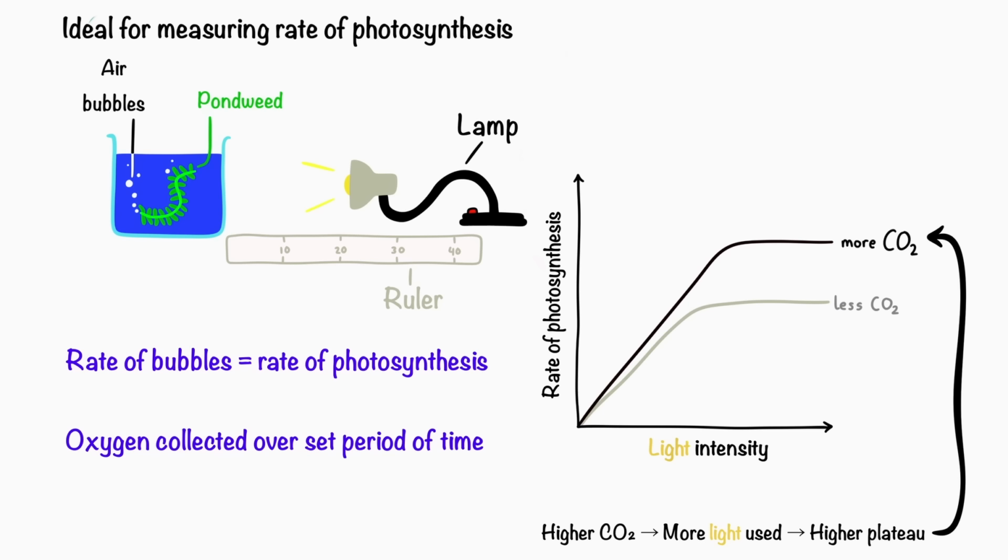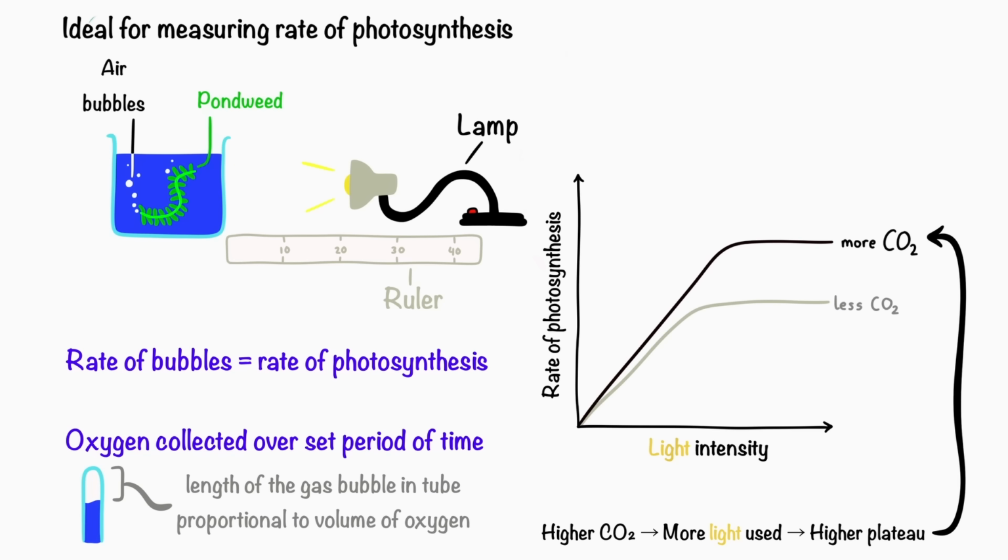The plant is allowed to photosynthesize for a set time period, and the oxygen produced is collected in a capillary tube. The length of the gas bubble in the tube is proportional to the volume of oxygen produced. This setup allows scientists to investigate how different factors affect photosynthesis. They might vary light intensity by changing the distance between the light source and plant.